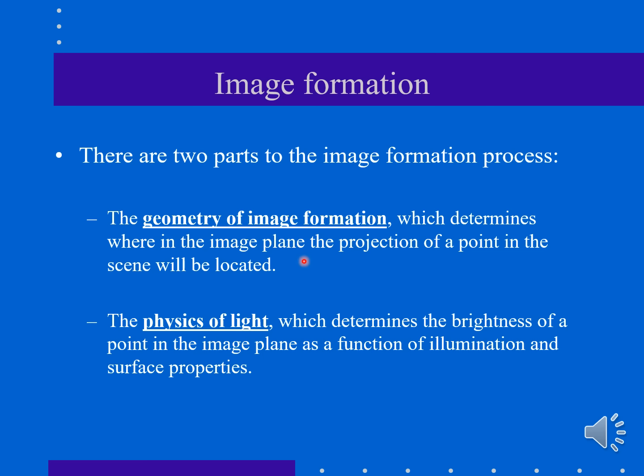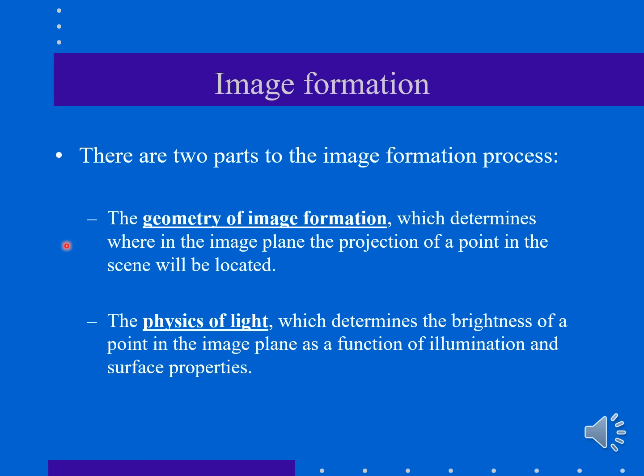And the other one is the physics of light, which determines the brightness of the point in the image plane as a function of the illumination and the surface properties. So if you print an image on a smooth surface, you will see the color is different from if the surface is a little bit rough. So that's the physics of light. What happens when you have a rough surface? The rays of light are distorted, because they project in different directions rather than off a flat surface. So these are the two things that we need to understand before we do image processing.